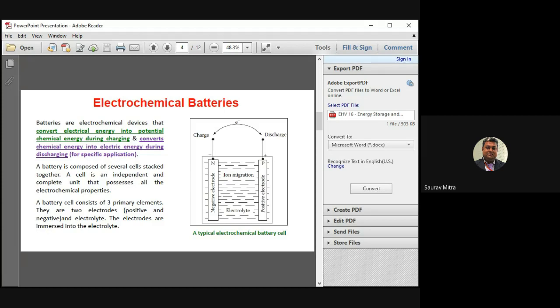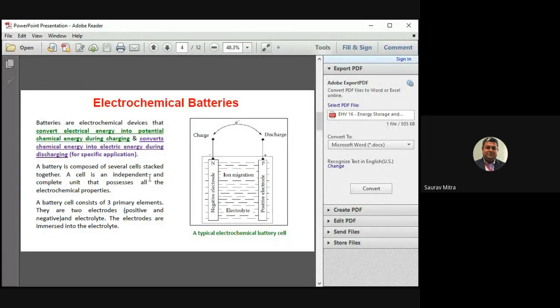Fine. So a battery is composed of several cells. I'm saying it's a vehicle which has a battery. If I say it's a battery of 12 volt, actually it's not a 12-volt battery. It's 6 cells of 2 volt each. They are stacked in series. So there is no direct 12-volt battery connected in a vehicle. There are 6 cells of 2 volt each, connected in series. So a battery is composed of several cells stacked together.